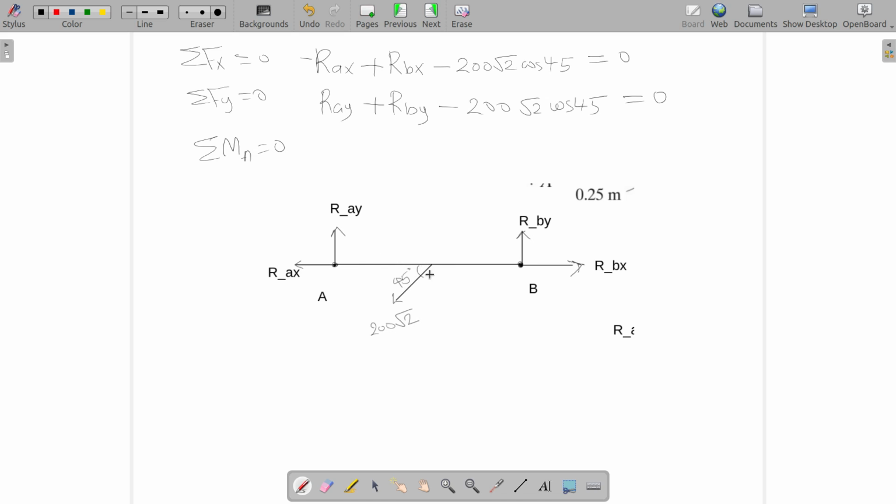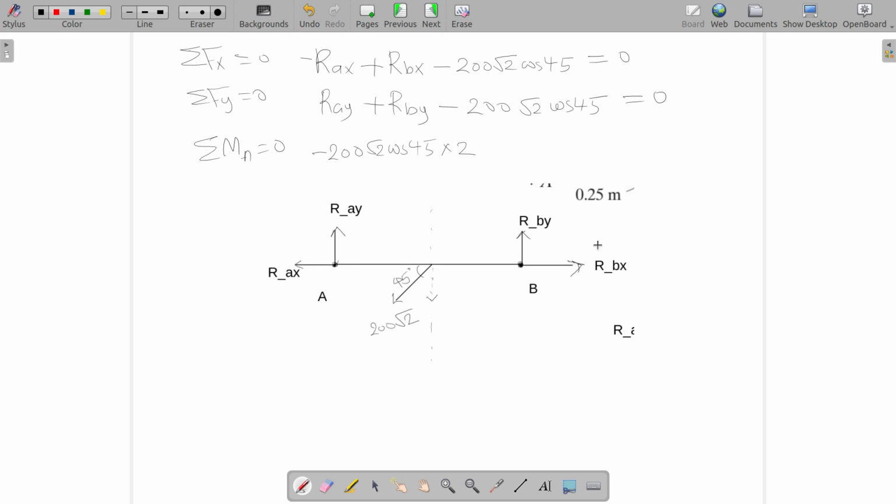But it has a vertical component, 200 root 2 cos 45 vertical component, so this will be the vertical component. The distance between the line of action of the vertical component of the force and the point A, if I remember correctly, is 2, so this multiplied by 2, and this is causing a clockwise moment about A, so let's take it as negative.